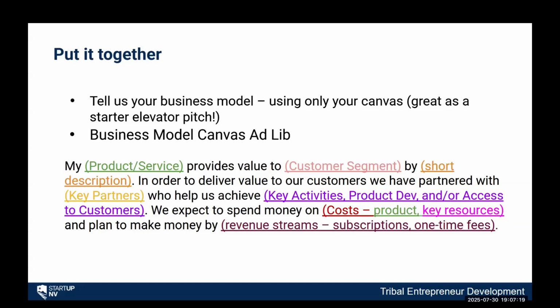So I have mine as: my app provides value to busy people by providing yoga, meditation, and herbal blends. In order to deliver value to our customers, we have partnered with herbalists who help us achieve our monthly herbal blends and wellness practitioners to create wellness practices like meditations and yogas. And we expect to spend money on, that's where, because if it's key partners, I don't know if it would be paying them a one-time fee or if they would come in on a subscription basis.